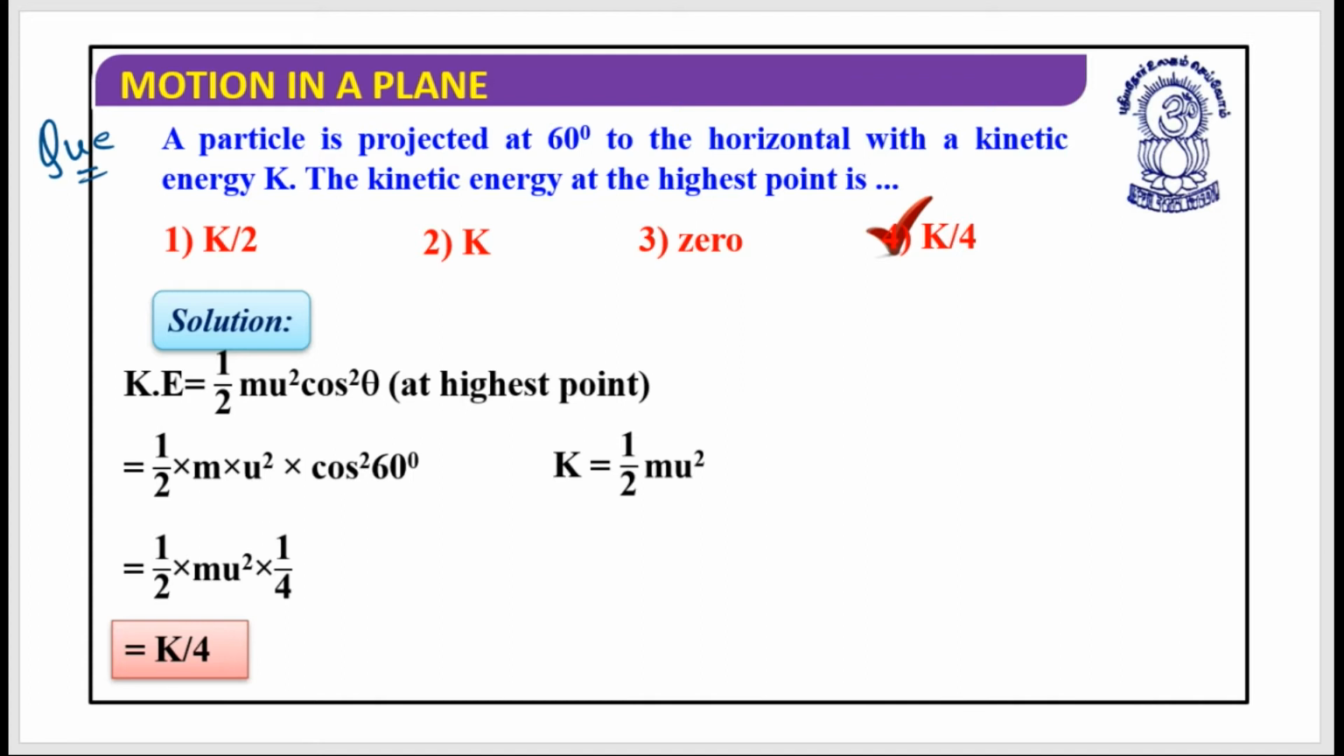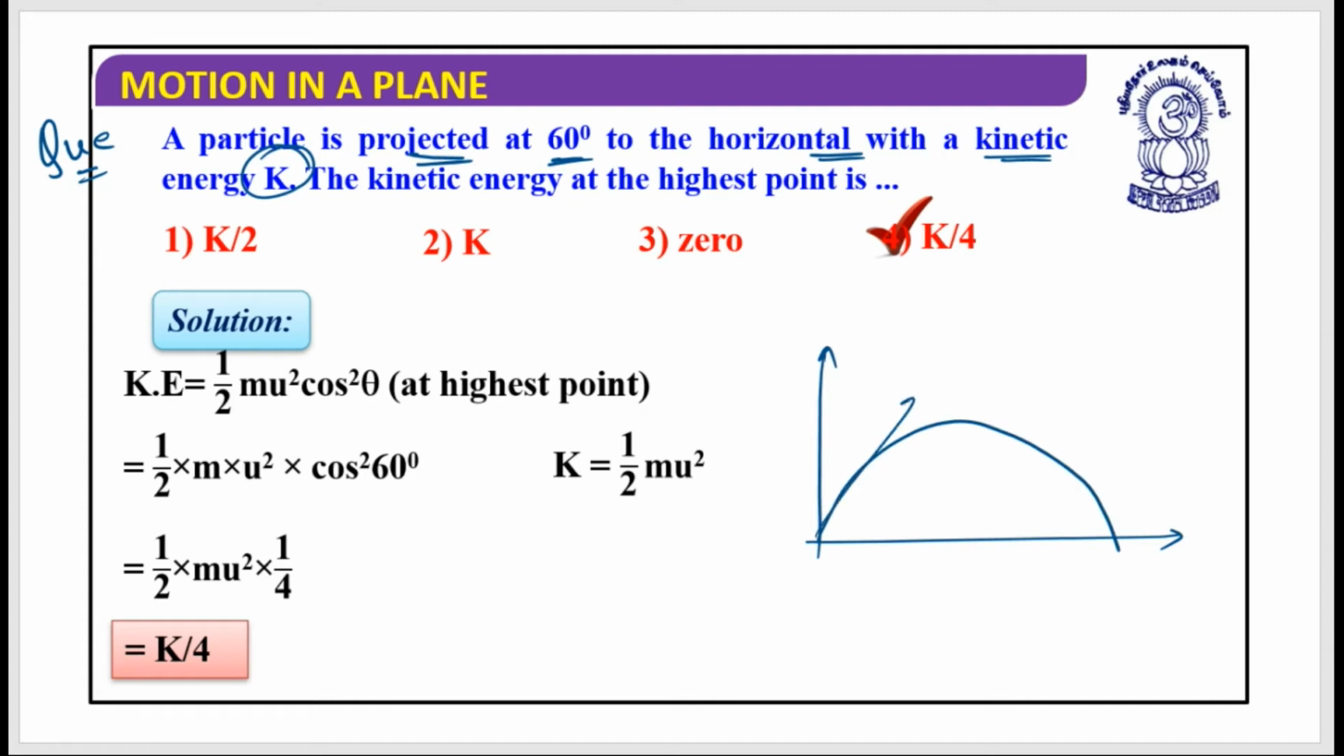Let's have a look at this. What does it say? A particle is projected at 60 degrees to the horizontal with a kinetic energy of K. Find the kinetic energy at the highest point. The situation is something like this. You have launched this object at an angle of 60 degrees with a speed of u, and initially the kinetic energy is equal to half m u square.